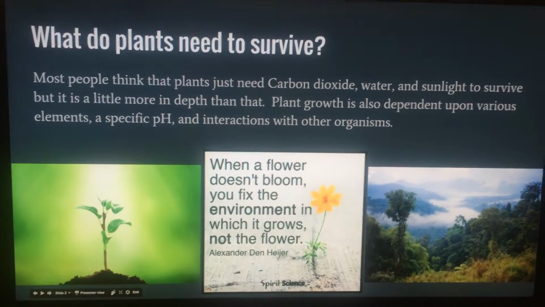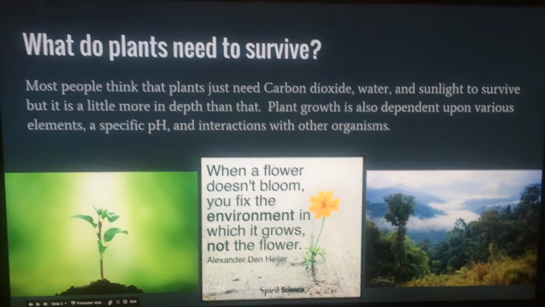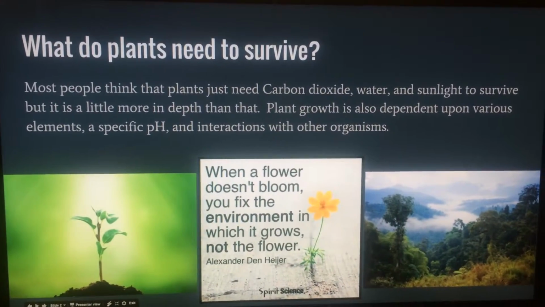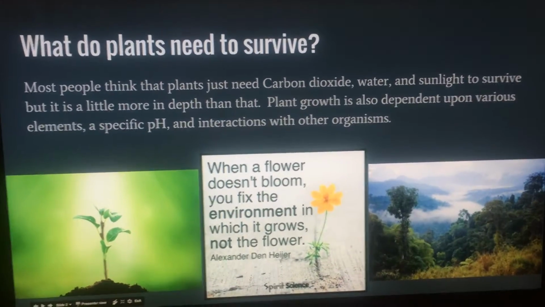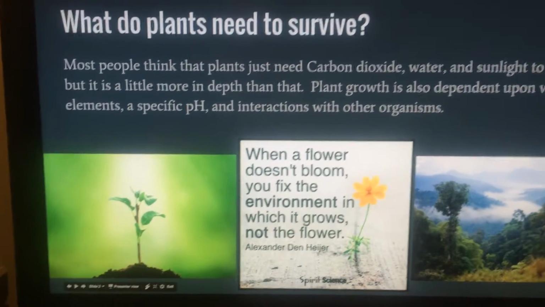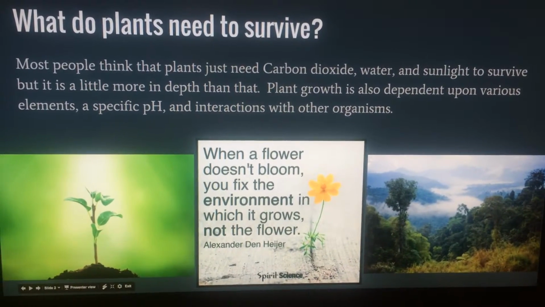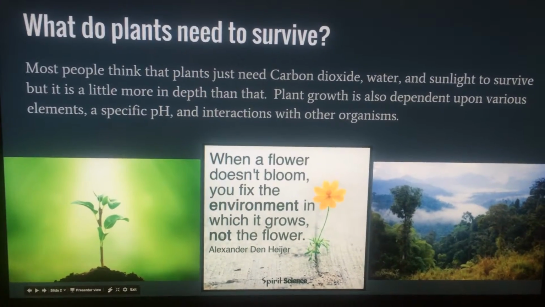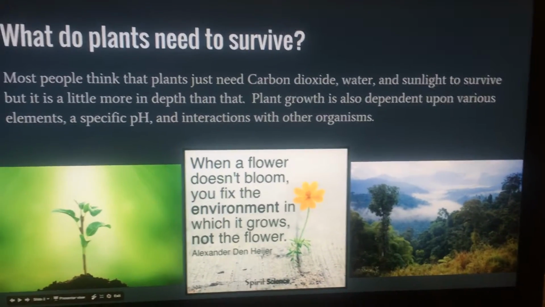Alright, so what do plants need to survive? Most of you are probably thinking, oh, they just need carbon dioxide, water, and some sunlight to survive. But there's a lot more that plants need. Well, not a lot more, but a lot more elements and dependence that they need in order to survive. Like, in order to survive, they need specific pHs or interactions with other organisms, such as other plants, animals, or even us humans.